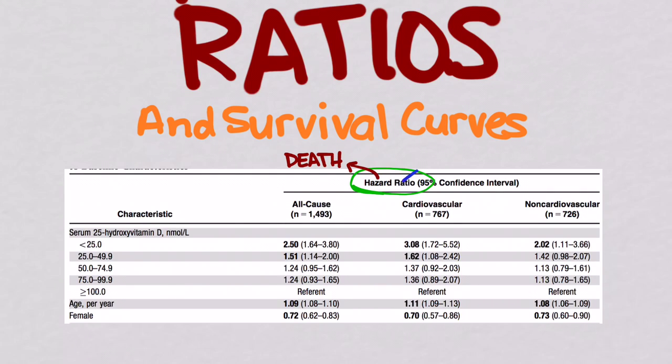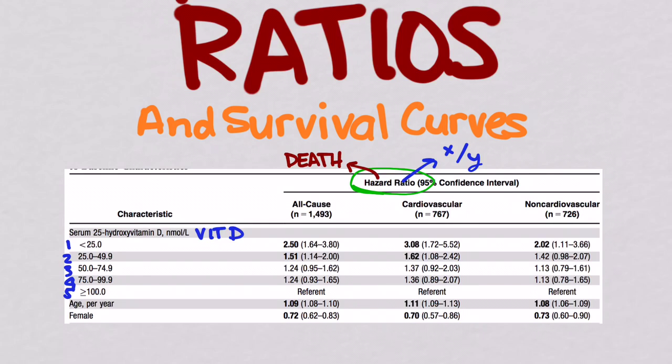Now, the next half of this term is the word ratio. And what that implies is we're going to be comparing two things by dividing. We're going to compare one thing to another thing. And in this paper, we're looking at vitamin D levels. And we're looking at a bunch of groups. Right here, we got 5 different groups at different levels.